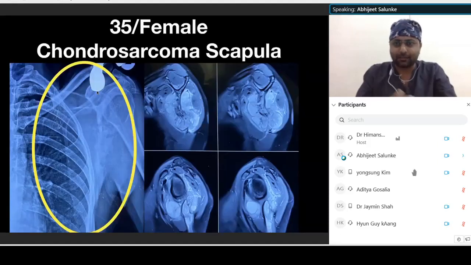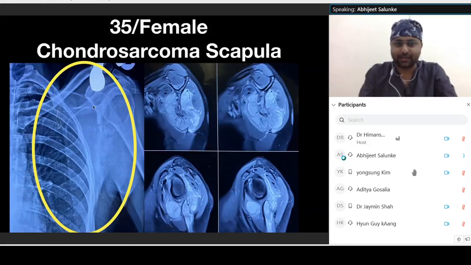Third case, we will move to the next site, that is the scapula. Again, an uncommon site, and this was a quite common tumor, chondrosarcoma, in a 35-year-old female. So again, we can have multiple reconstruction options here. We don't put anything, just leave the humerus here, put a proline mesh, which is very commonly done by us. So that will be a static suspension with the help of a proline mesh.